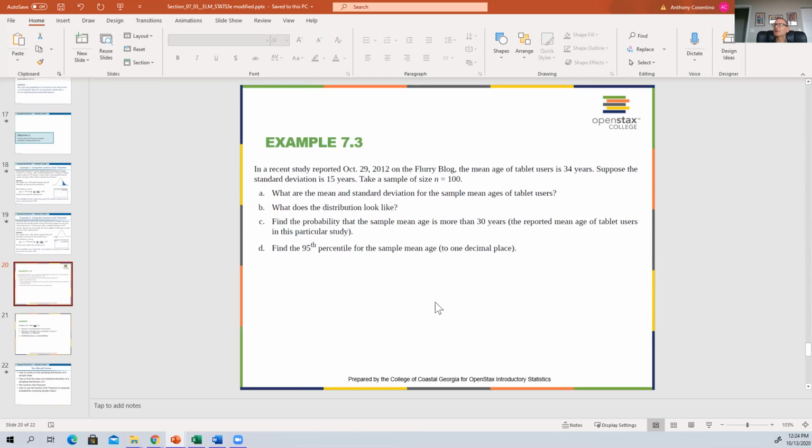So this one says, in a recent study, the mean age of a tablet user is 34 years. So that would be 34. And suppose the standard deviation is 15. And then if we have a sample size of 100, question 1, what is the mean and standard deviation of the sample mean using the central limit theorem idea? So let's do that on the whiteboard again. See if I can click the right buttons this time.